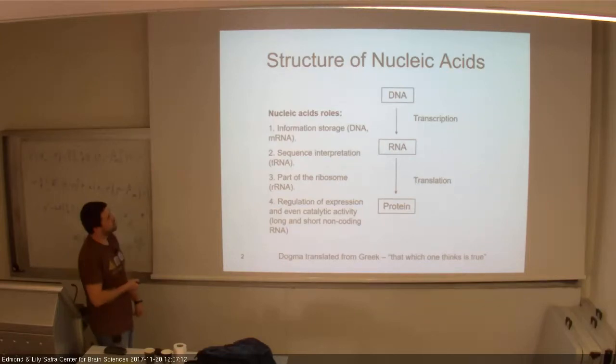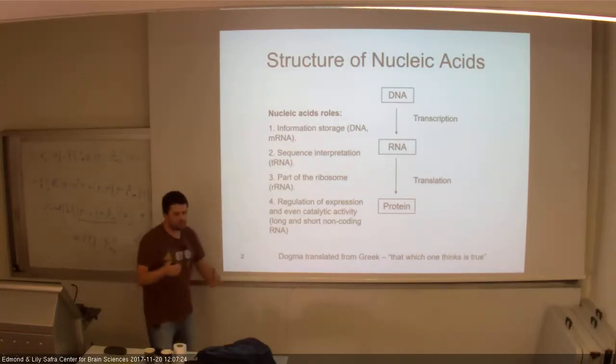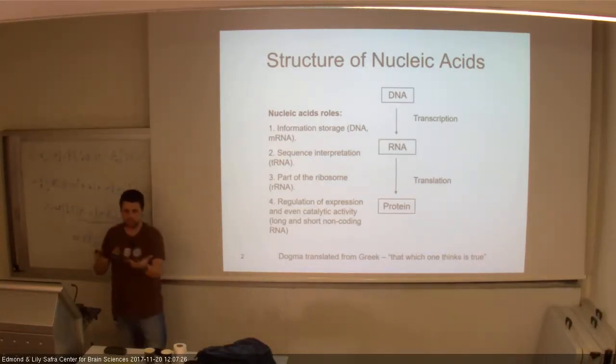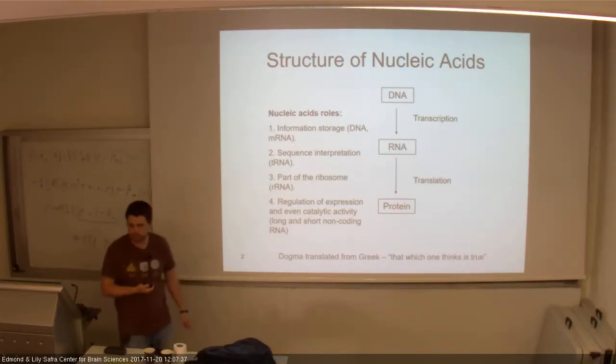So in general, the role of nucleic acids, and when I mean nucleic acids, I mean DNA and RNA, is first information storage in the form of DNA, which is long-term storage, and mRNA is like short-term storage. So mRNA is messenger RNA that follows the central dogma, more or less. It's the messenger of the information from the DNA to the level of the protein.